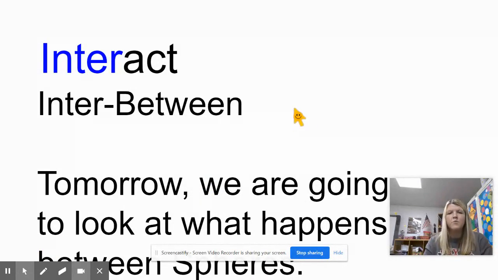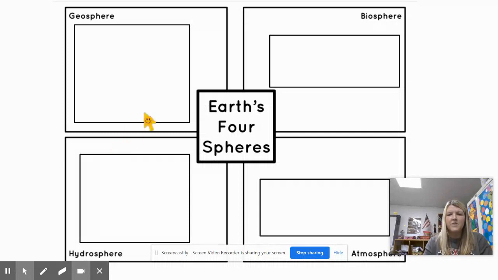All right, and then we're going to talk a lot about this word tomorrow: interact. Inter is a prefix that means between. So tomorrow we're going to look at what happens between the spheres. That's going to be important, some of the things that happen between the spheres. And then the last thing on here, we'll talk more about this too in another video.